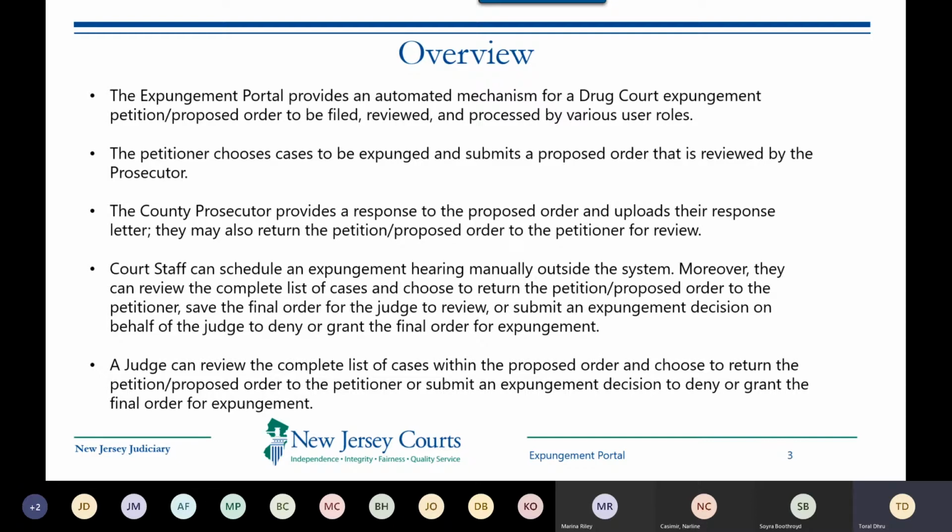They can also review the complete list of cases and choose to also return the proposed order to the petitioner. Court staff can save the final order for the judge to review, or they can submit the expungement decision on behalf of the judge to deny or grant the final order for expungement. And then we also have a judge role who can also review the complete list of cases within the proposed order, and the judge may also choose to return the proposed order with any comments or submit the expungement decision to deny or grant the final order.